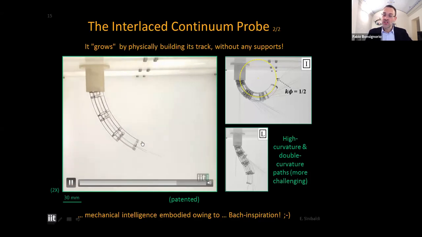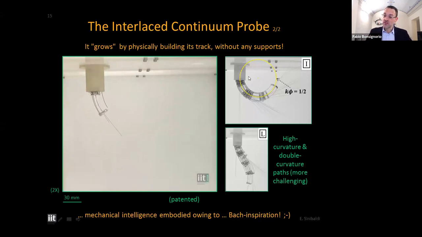So what we are seeing here is a tool that is growing by physically building its track without any support in free space. This was the first instance of a flexible tool able to follow the leader. And I think so far it's still the only flexible device with this kind of capability.